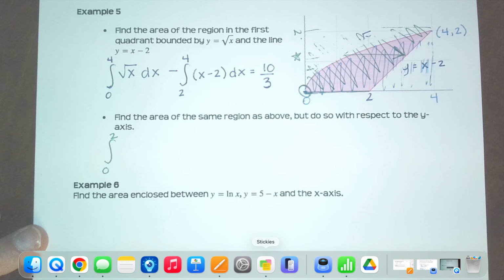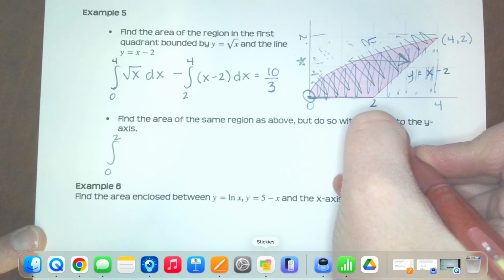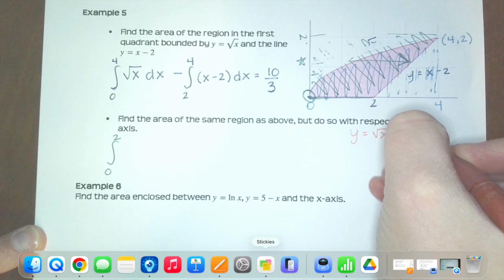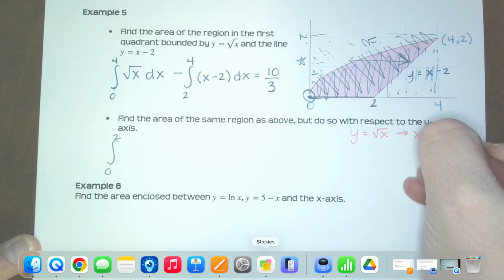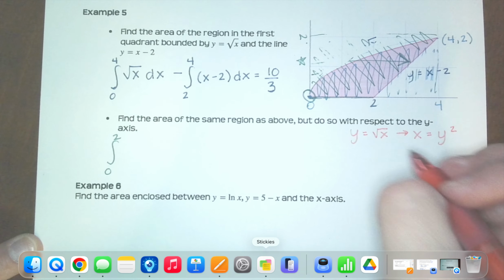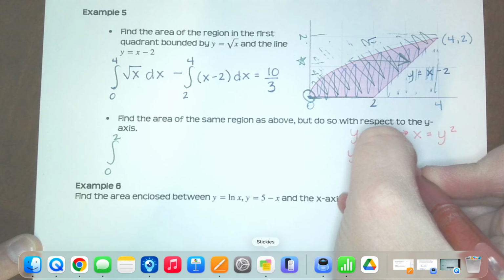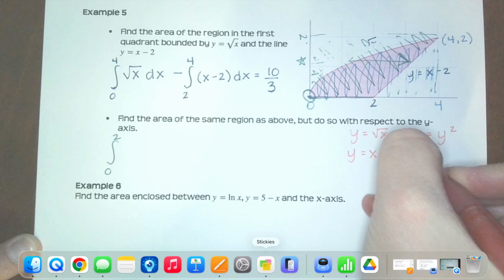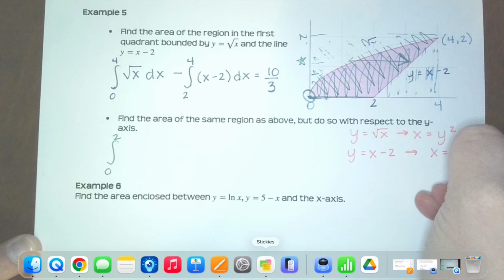So just off to the side here, if y equals the square root of x, we want to think about what does that mean x equals. Okay, well, how would you move that to the other side? Well, you'd square the other side. So you would have x equals y squared. If y equals x minus 2, we have to think about what would x equal. That would be x equals y plus 2.